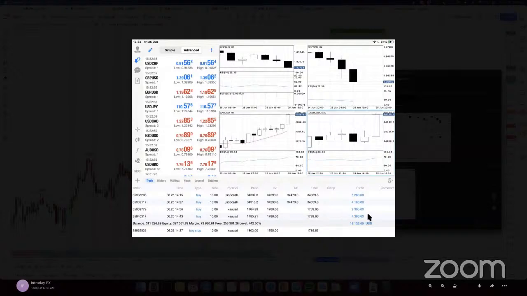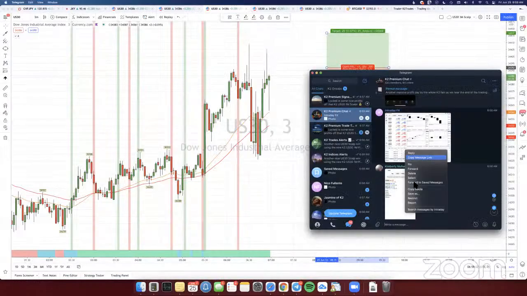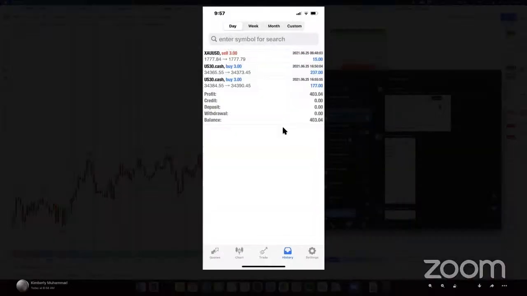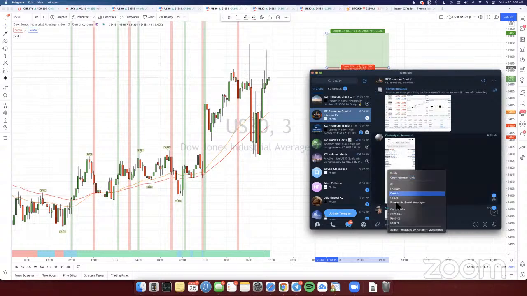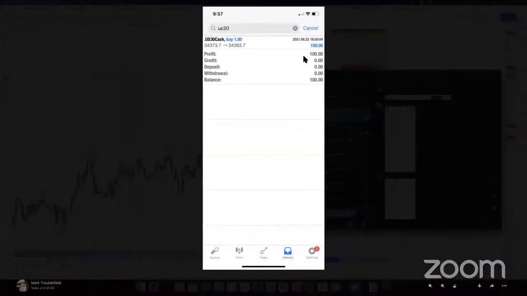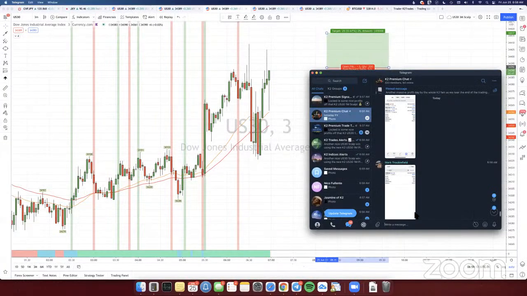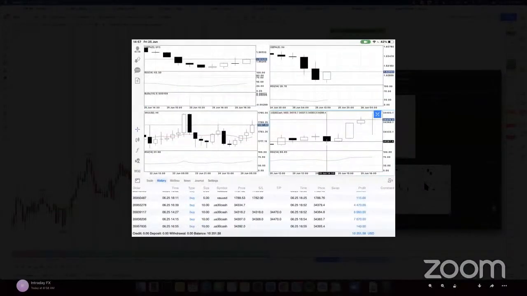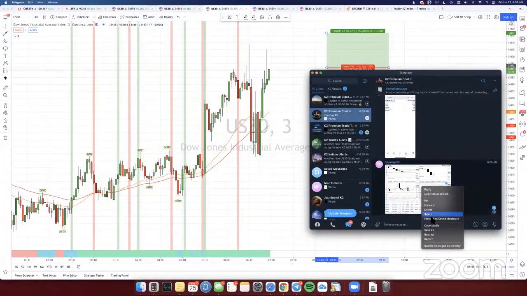So we took those buys there. He also took some gold trades as well. Kimberly here, she took a gold trade and the buys there for US 30. She's at 403. Nice work, Kimberly. Mark over here, he took this trade over here, made about $100. So as you guys can see, it doesn't matter if you have a big account or a small account. You guys can easily make, you know, a pretty solid amount of profits trading with us here.